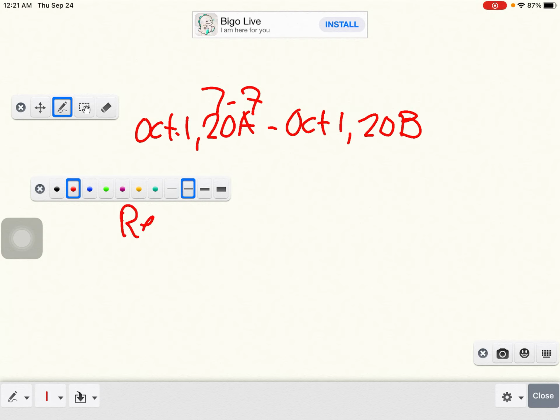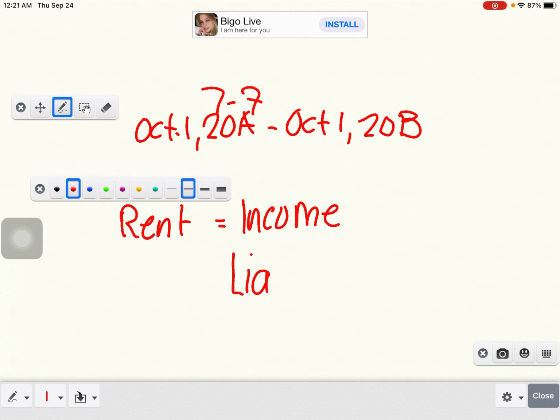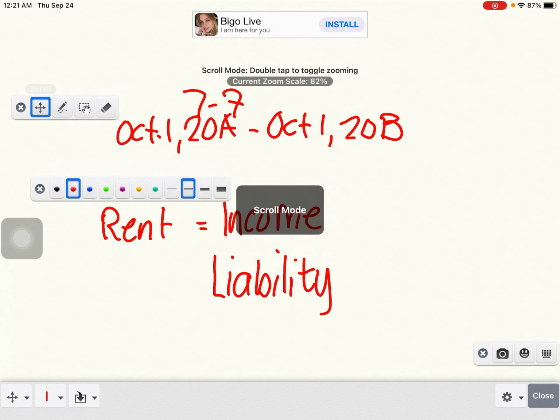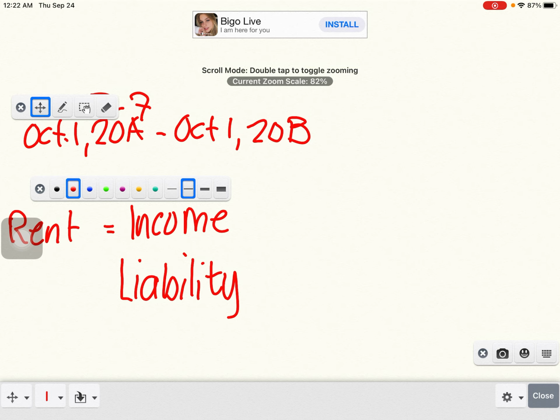So, rent will have the income portion and the liability portion. Liability because we are yet to render services. Okay, it is pre-collection of income, so we were paid, but we have not yet rendered the service.